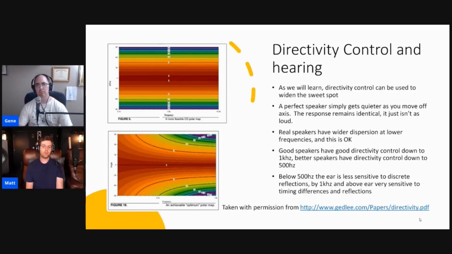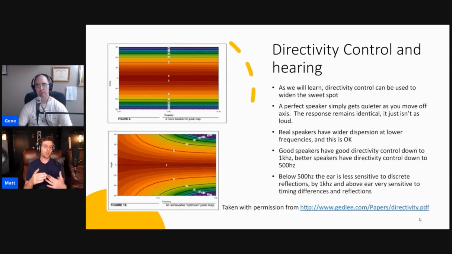Good speakers have good directivity control down to at least 1 kilohertz. Really, it's better when directivity control is maintained down to 500 hertz. The reason why 500 hertz is so good is that at this point and below, we really aren't sensitive to discrete reflections anymore.